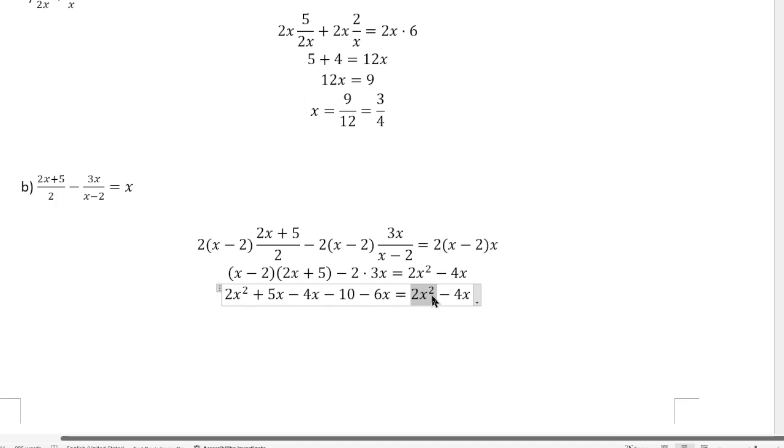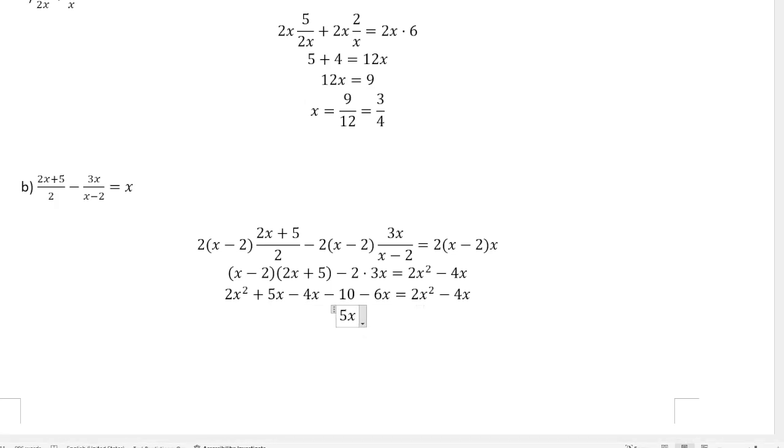Now the 2x squared here can cancel the 2x squared here, so if I subtract 2x squared from both sides, these are going to go away. And then 5x minus 4x, oh, I also see minus 4x and minus 4x, that also would go away. Let's get rid of them first and see what we have left. 5x minus 10 minus 6x will be equal to 0.